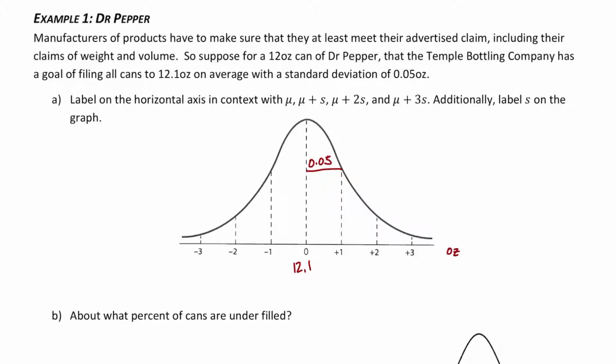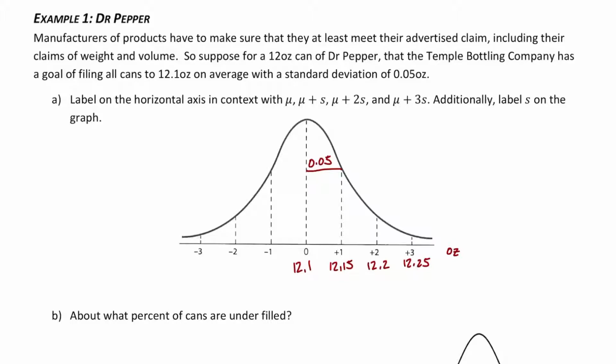0.05. So if I take 12.1 and I add 0.05, put those together, we should get 12.15. So if I go up 1 standard deviation, we will be at 12.15 ounces. If I add another 0.05 and I'm at 2 standard deviations above the mean, we'll be at 12.2 ounces. Add another 0.05, we'll be at 12.25 ounces, which is 3 standard deviations above the mean.